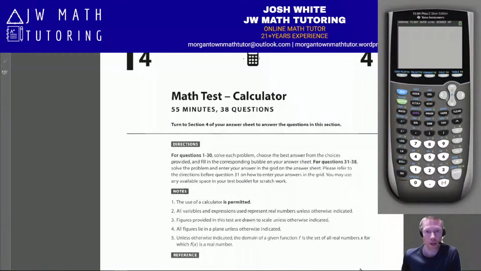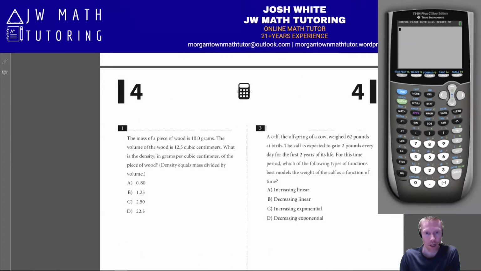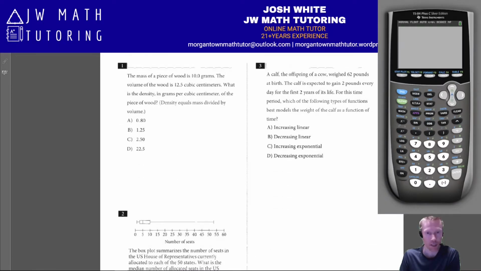Starting off with section 4, the calculator section from the math portion of the October 2021 SAT QAS. So, looking at problem 1, this is a relatively basic problem because they give you the equation here for how to find the density of an object. They just tell you it's mass divided by volume.